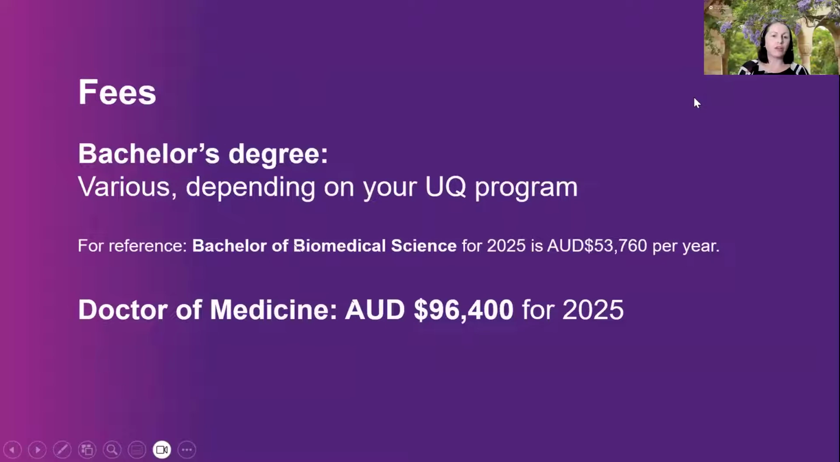Okay, so fees. For the bachelor's degree, the undergraduate degree, there'll be varying costs because you get to choose which undergraduate degree you would like to study. For reference though, a lot of our students do elect to study the Bachelor of Biomedical Sciences, and for 2025 it is $53,760 per year.